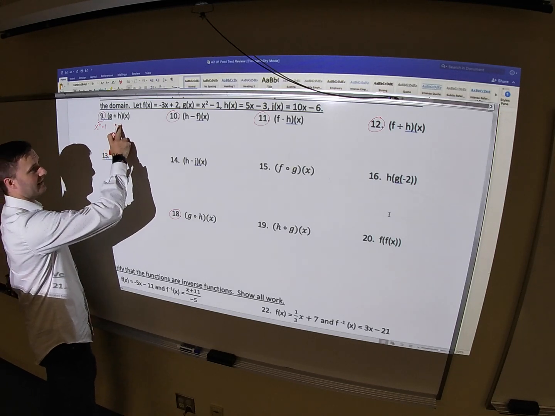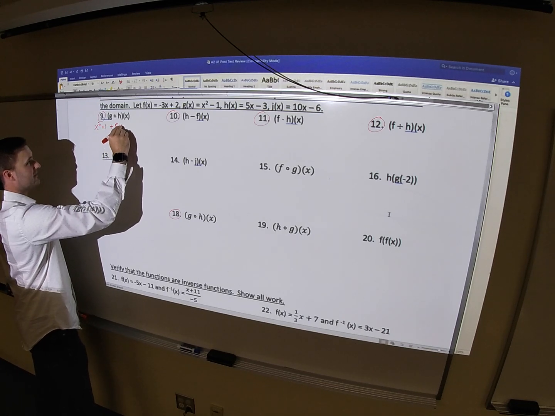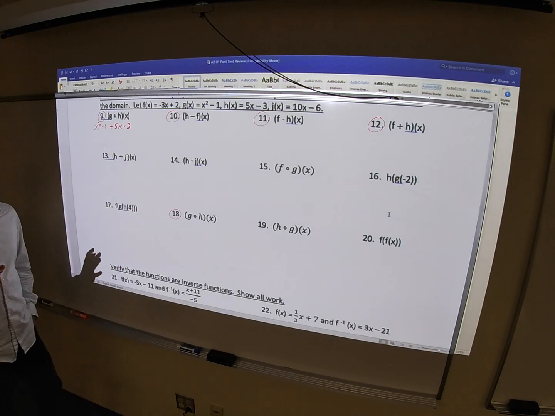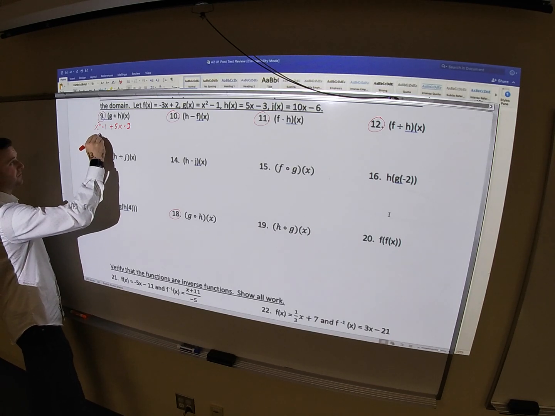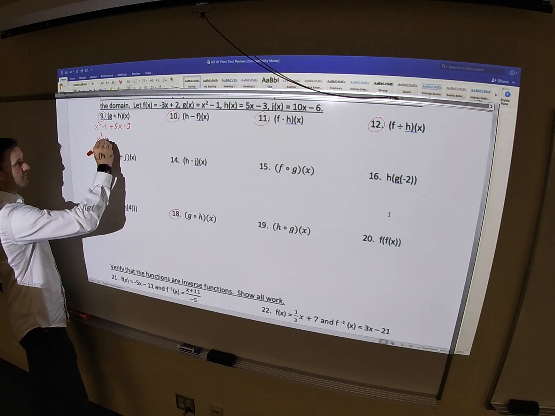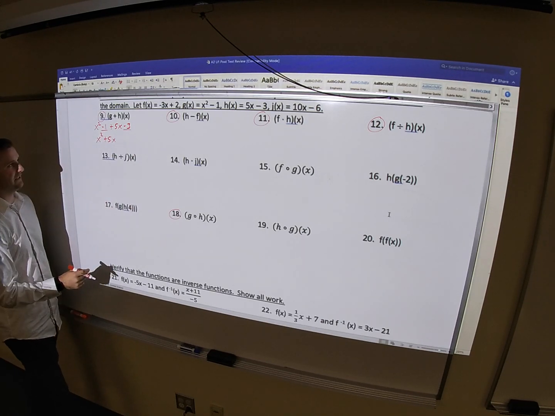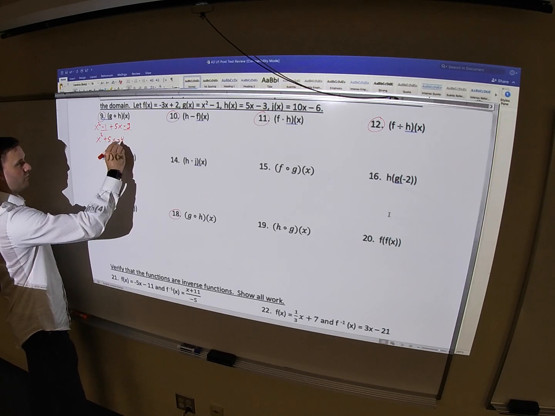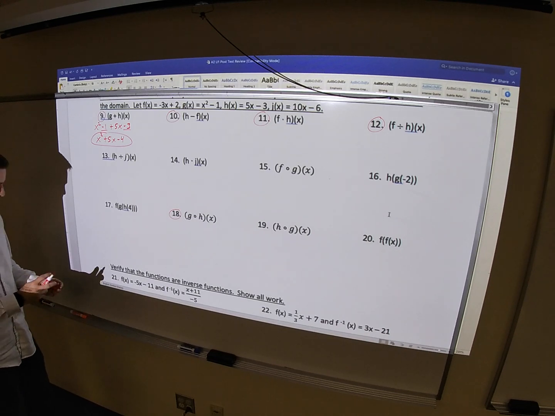Plus h of x. So h of x is 5x minus 3. So plus this 5x minus 3. Truly, all we're doing is combining like terms. X squared does not have a like term, so I'm going to bring that down. 5x does not have a like term. It's a positive 5x, so I'm going to bring that down. Here, I have a -1 and a -3, so that's going to be a -4. So here's what you get when you add those functions together.